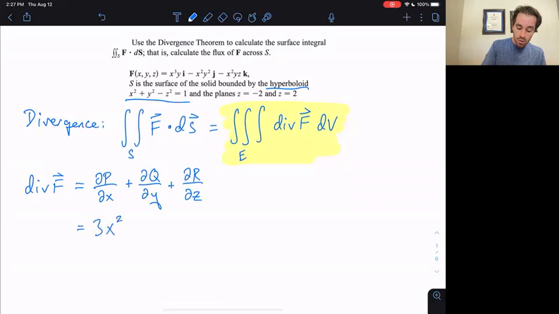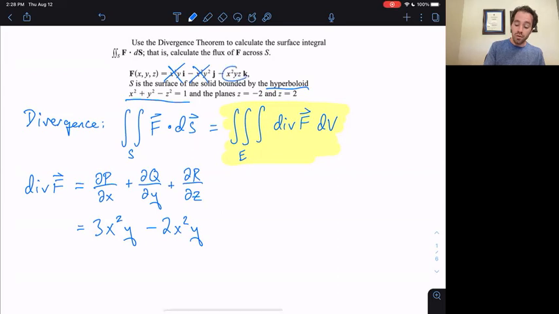The partial derivative of P with respect to x is going to be 3x squared y. We've taken care of that. Plus the partial derivative of Q with respect to y. That's going to be 2x squared y. See anything you like? Except remember it's minus because of this. So this will be minus 2x squared y. And so far they're like terms.